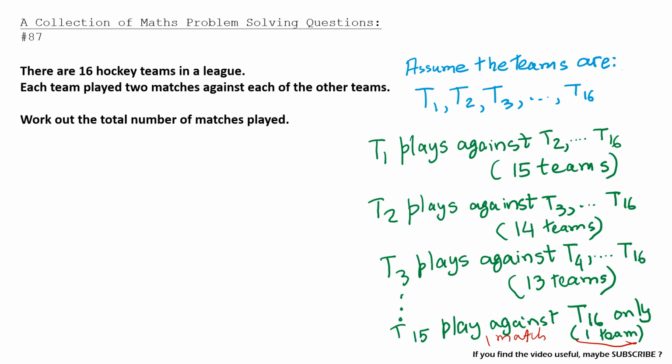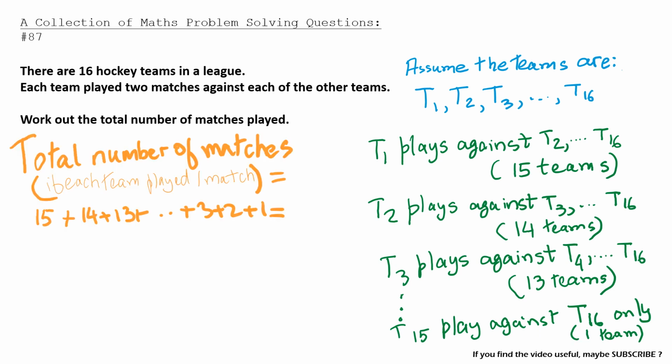So now we have to add them up. So the total number of matches, if we think only one match played by each team, would be 15 plus 14 plus 13 plus 12 and so on up to 3 plus 2 plus 1, and we can find the sum. We use the sum of 15 terms. That would give us 15 times 8, and that is 120.